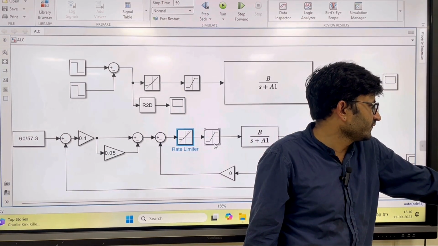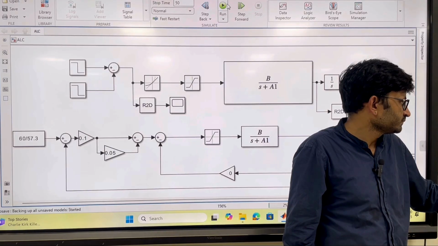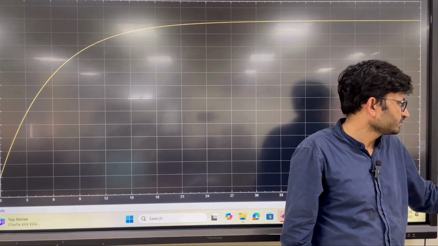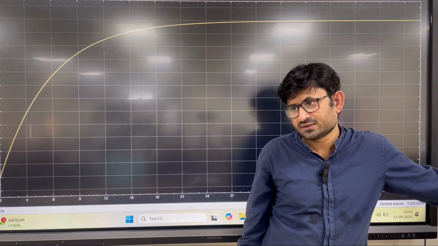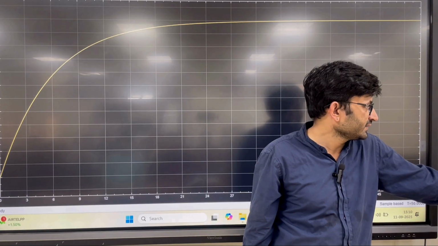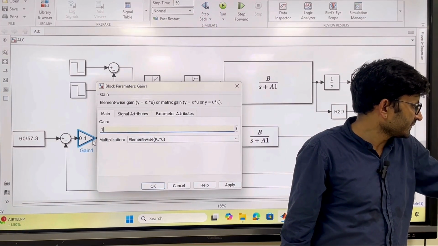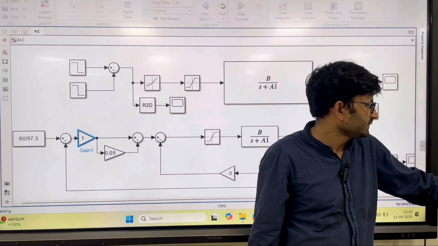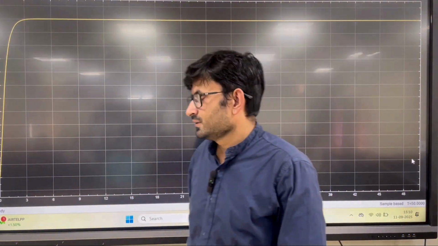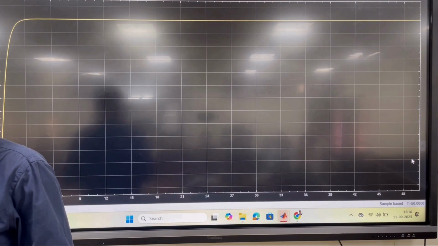Now I will remove the rate limit, and you will see, it takes less than that. And you increase the gain, let's say it becomes 1. Okay. Perfect, right? Now it is clear, right? What is the significance of the rate limit?